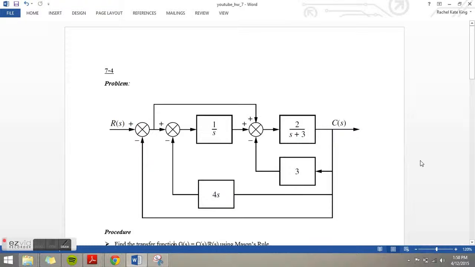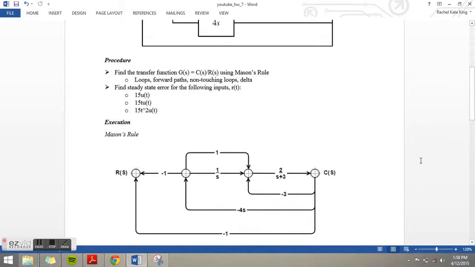Hey everyone, so I did problem 4 for homework 7 and we're given this graph of inputs and outputs, and we're asked to find the steady state error at different values of R of t, the input. So to do this, we have to actually find the transfer function, and I've laid out how we're going to do that. We're going to use Mason's rule.